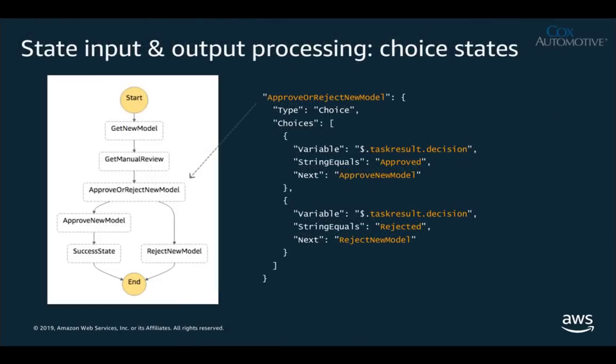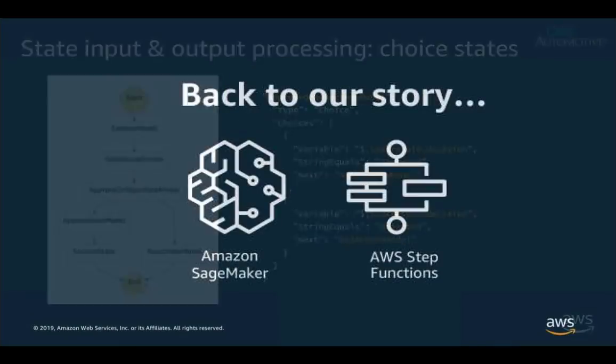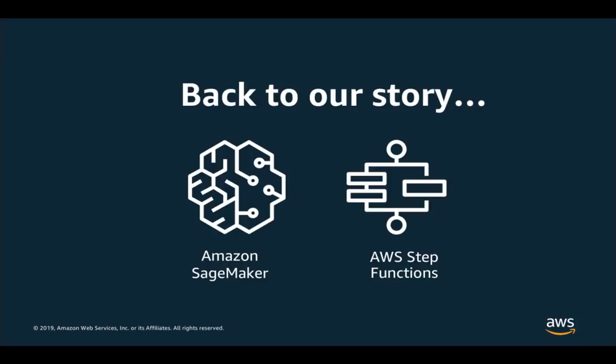Okay, and here's another example. So now the approve or reject new model function will have to decide if, or the data scientist will have to decide if the model is approved or rejected. Okay, so based on that, we will output additional information in the form of a variable called task result dot decision. Okay, and this is going to be equal to either approved or rejected, depending on what the data scientist decided. Okay, so that's how we could keep on building on that story. But there are more features I want to talk about.